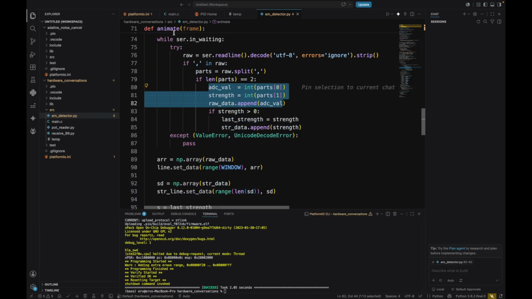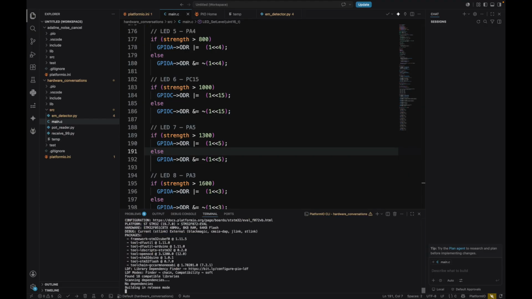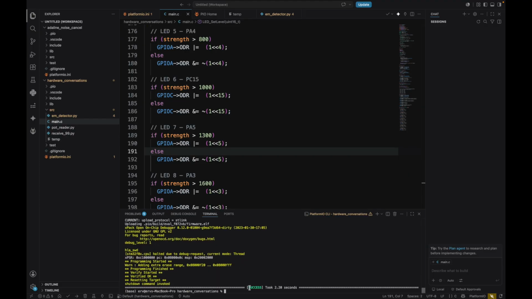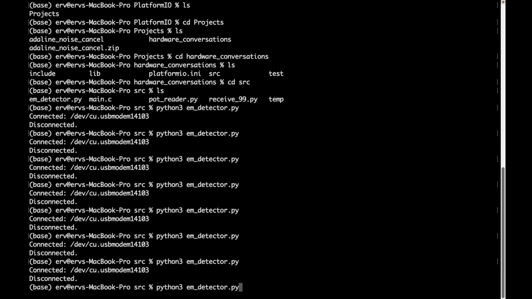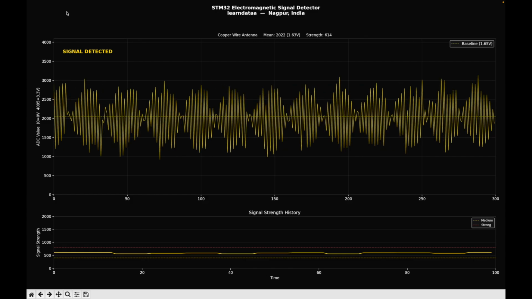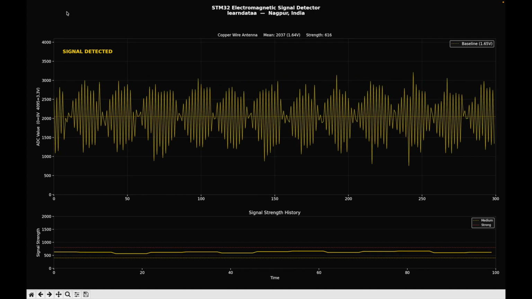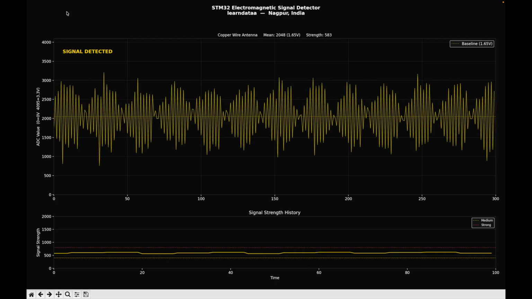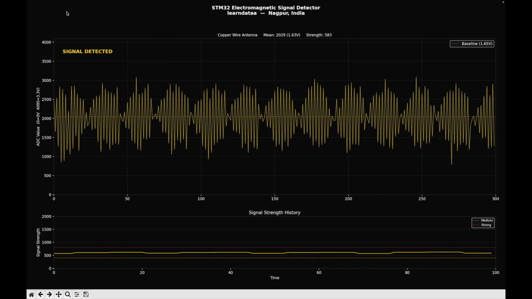Now let's flash the C code to the STM32. Let's do that, and here you can see that we get a success. Next, we go into the terminal and run the Python file emdetector.py. And as soon as we do that, you'll see that we get this nice signal. And this is where our demo begins. So let's look at the demo one by one and see what we can find.